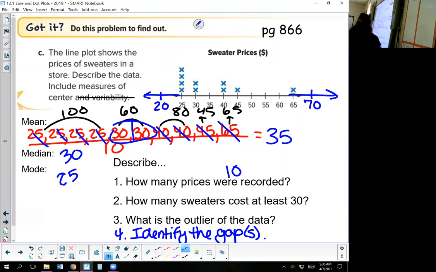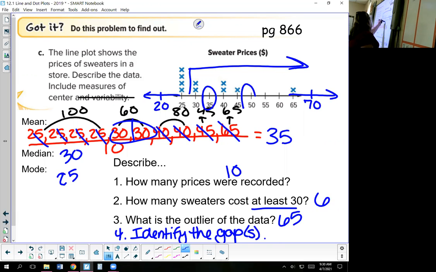How many sweaters cost at least 30? That means 30 or more. So 2 plus 2 plus 2 is 6, right? Is there an outlier? Oh, yeah. This little buddy right here, he's by himself. So therefore, yes, you should have said 65. And what are the gaps? The gaps are at 20, 35, 50, 55, and 60. Those are the gaps. Okay?